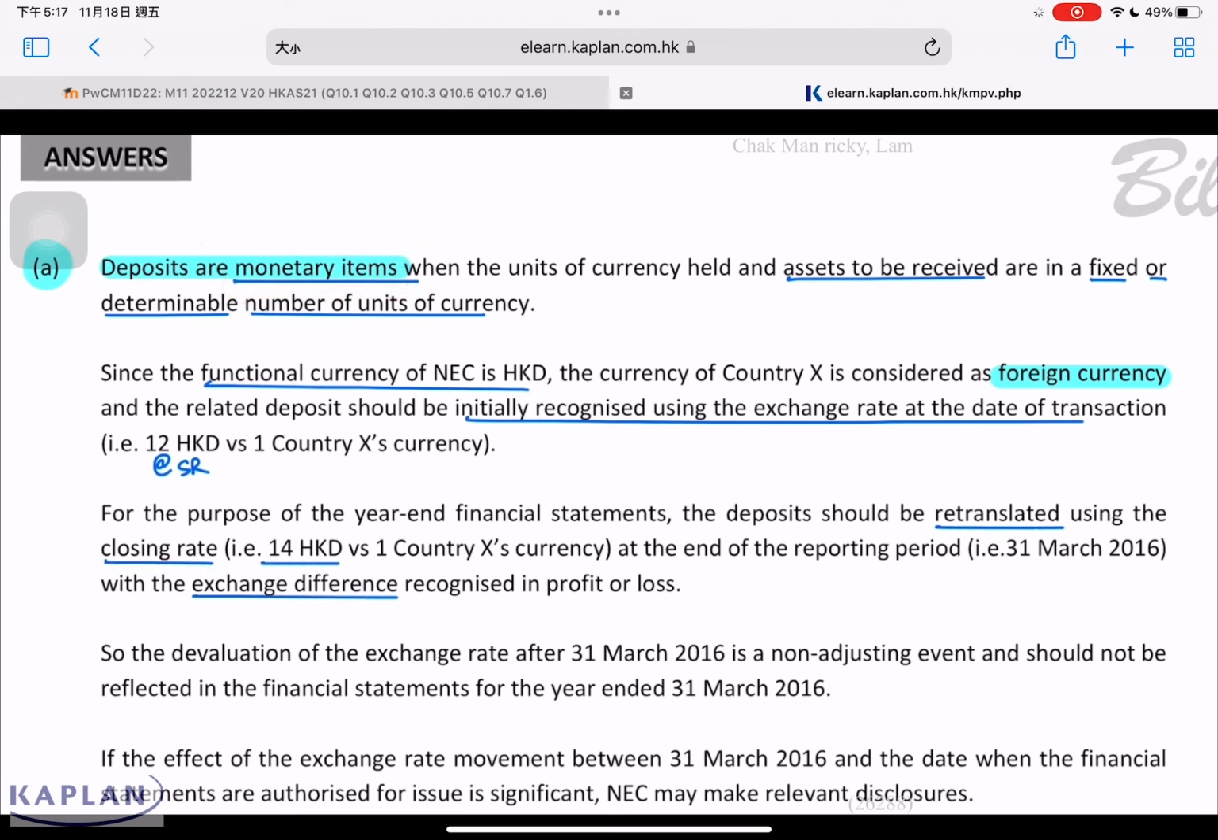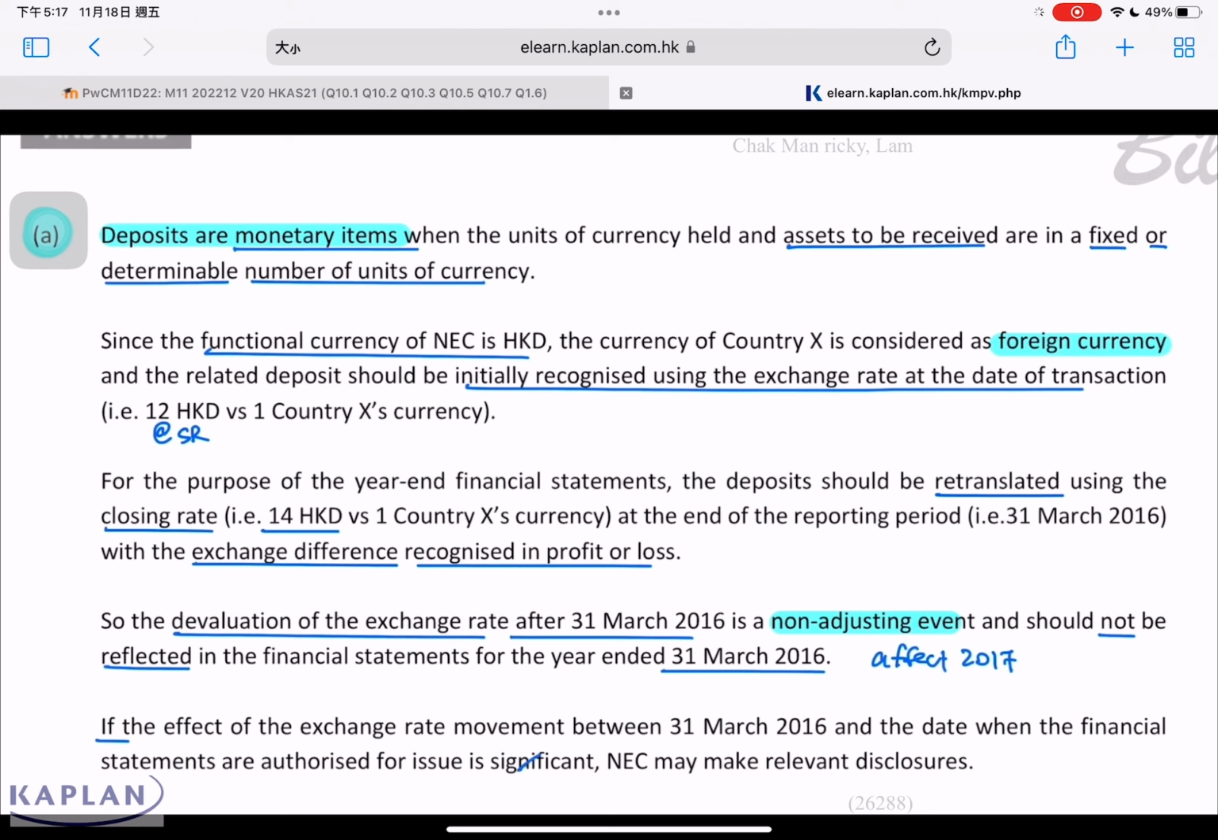Any exchange differences must be reported in profit and loss because they are exchange differences of a monetary item. The devaluation of the exchange rate after the year end is not a condition at the year end; it's a condition arising after the year end, a non-adjusting event. It should not be adjusted in 2016. This only affects 2017. If the effect is considered material, the entity should disclose it in 2016, but only adjust in 2017. That's for part A.